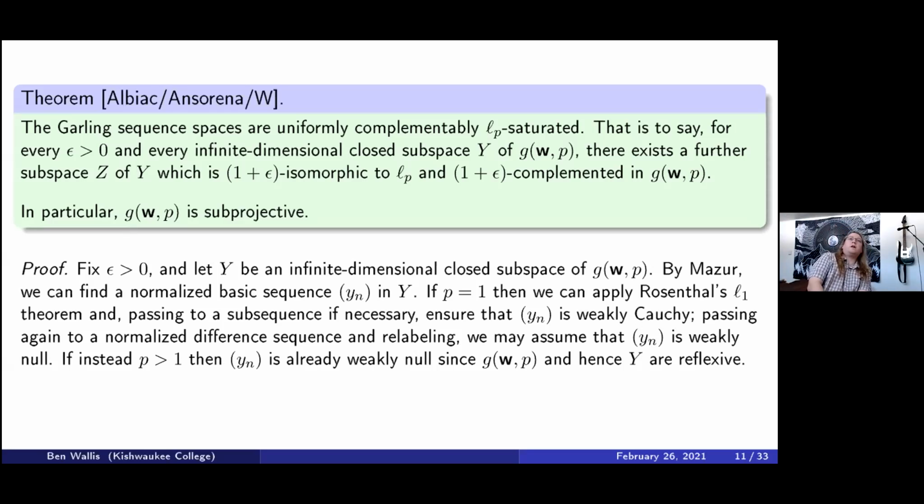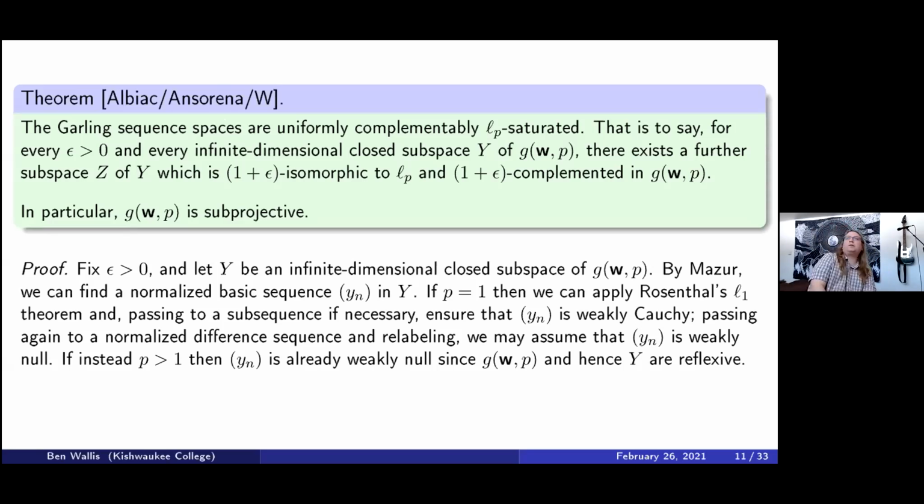In particular, the Garling sequence spaces are all subprojective. It's pretty obvious how to use the LP subsequence theorem to prove this. So you fix an epsilon, you take an infinite dimensional closed subspace Y of the Garling sequence space. Now you can always find, by Mazur, some normalized basic sequence in Y. We want to find a weakly null sequence because we want to pass to a block sequence, right? So how do you do that?